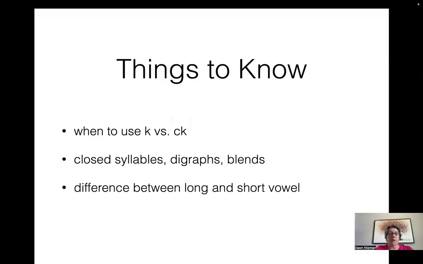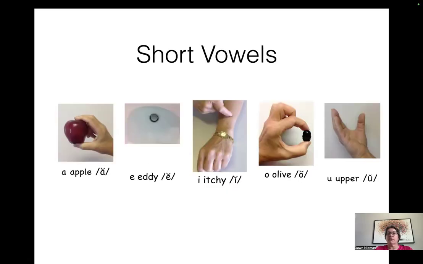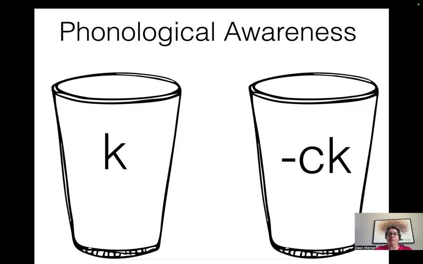You're definitely going to want them to know at least closed syllables, digraphs, and blends. If they know silent E, R-controlled, vowel teams, you'll see that your word choices open up quite a bit. And they have to be really solid with, is it a long vowel or is it a short vowel? So you can definitely review those short vowel sounds with them.